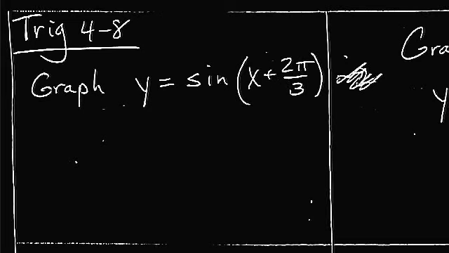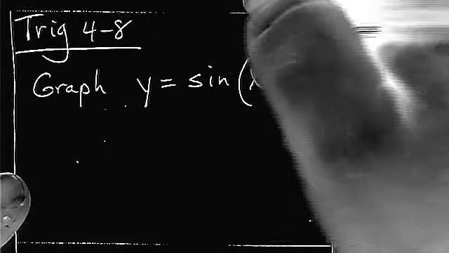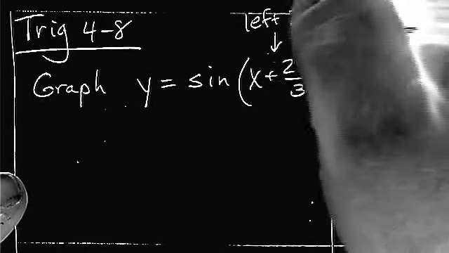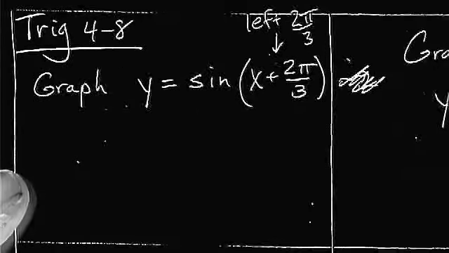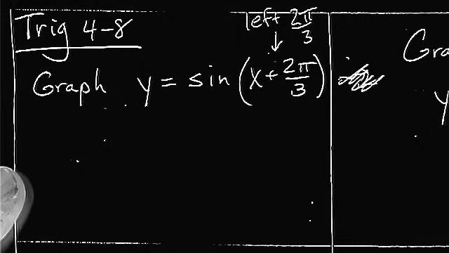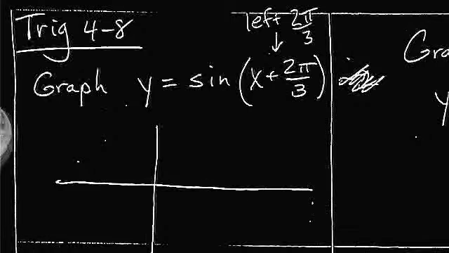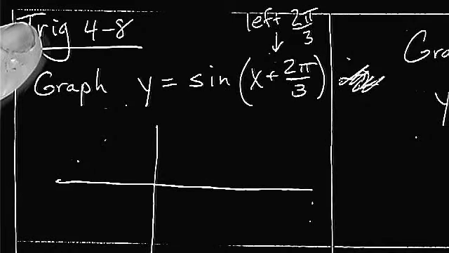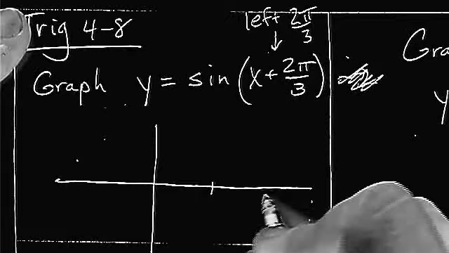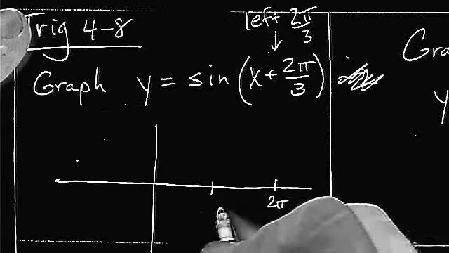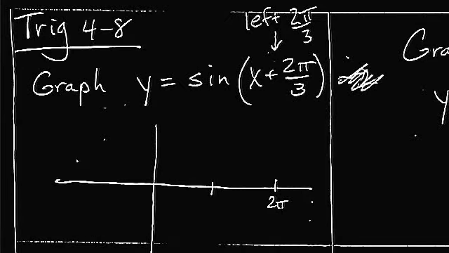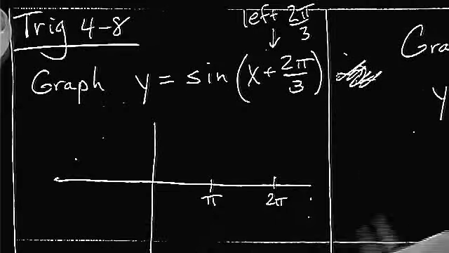I'm looking at this particular function, and I see that it has been translated to the left 2 pi over 3 units. That's the only thing that has happened in this particular sine wave. So I know that the period has not changed. I know the amplitude has not changed, right? Because no scale change has been done in either the horizontal or the vertical directions.